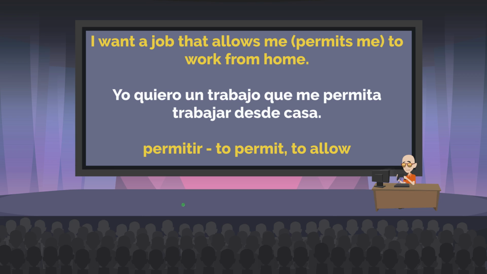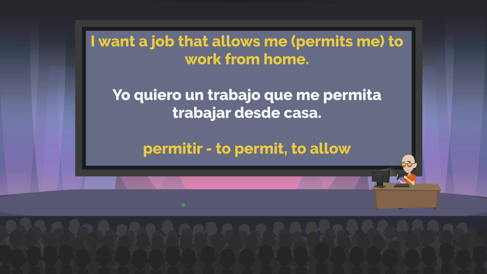Here's another one. I want a job that allows me, permits me, to work from home. Yo quiero un trabajo que me permita trabajar desde casa. See, we're talking about an unspecified job, right? I want a job that allows me to work from home, but that job may or may not exist. So when I describe that job in that second clause, it has to be in the subjunctive.